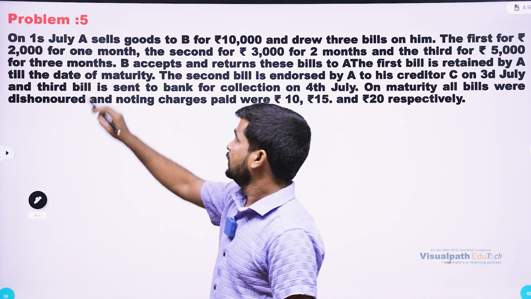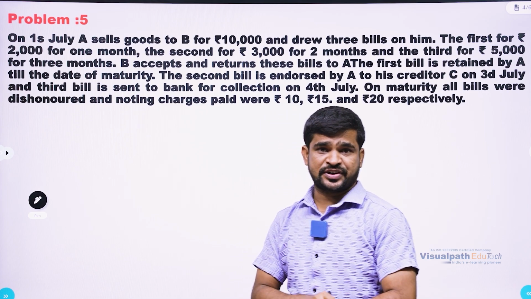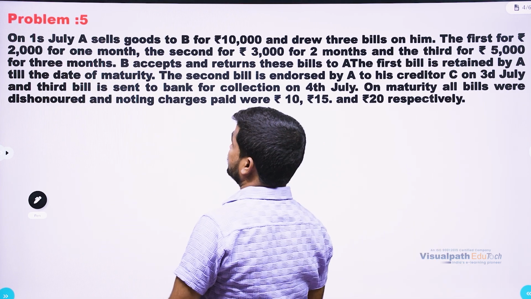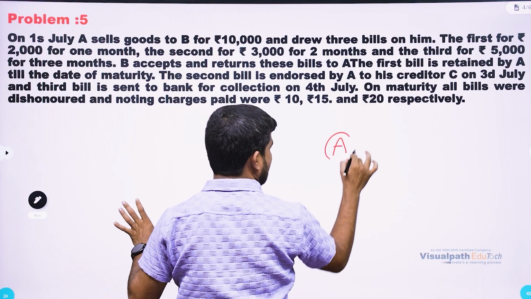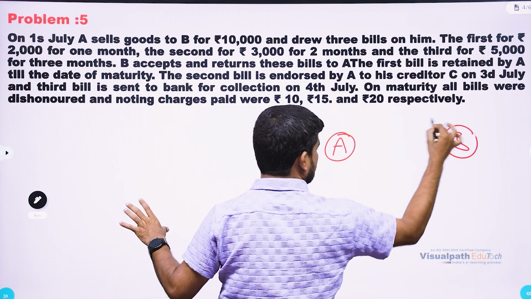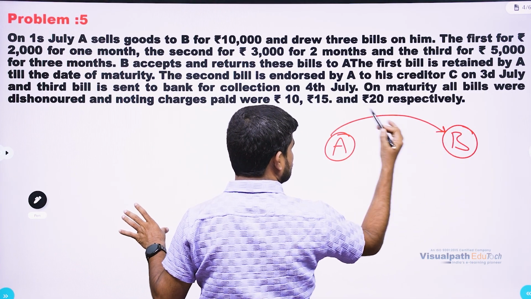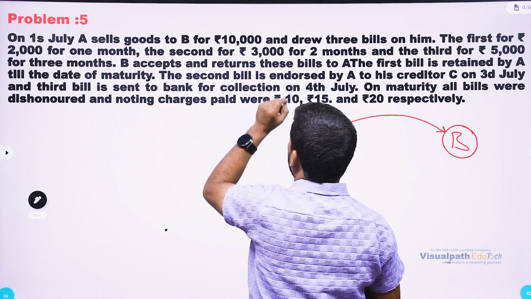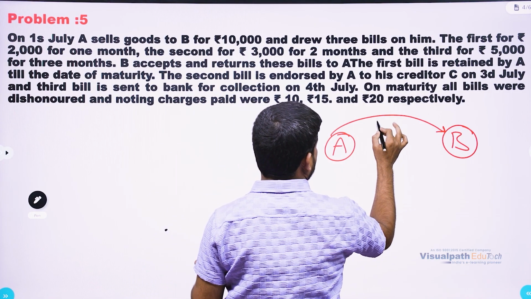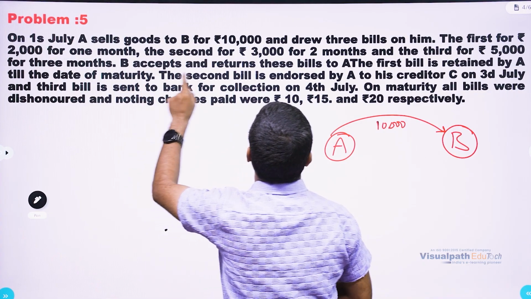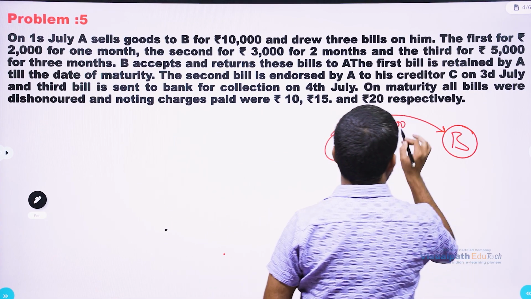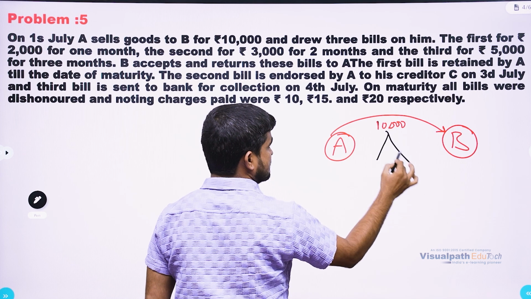Let's start problem number 5 from the bill of exchange. Here is the question. On 1st July, A sells goods to B. Person A and person B are there. Who sells the goods? A sells goods to B worth 10,000. What is the worth of goods? 10,000. And they draw 3 bills for these 10,000.